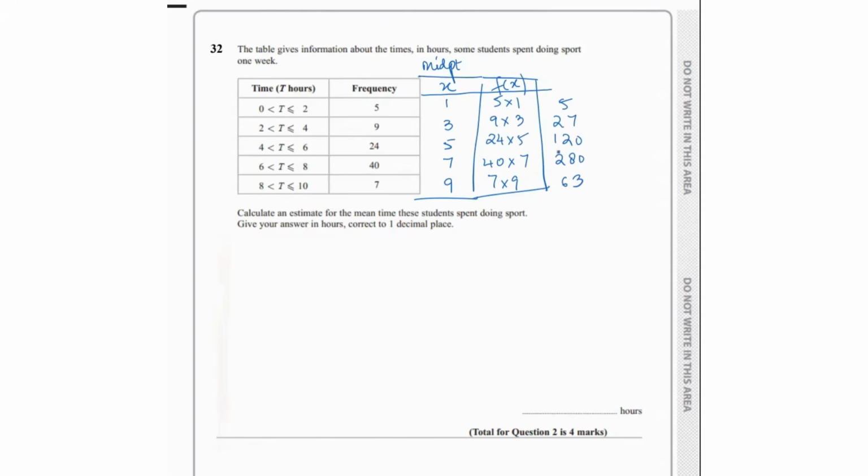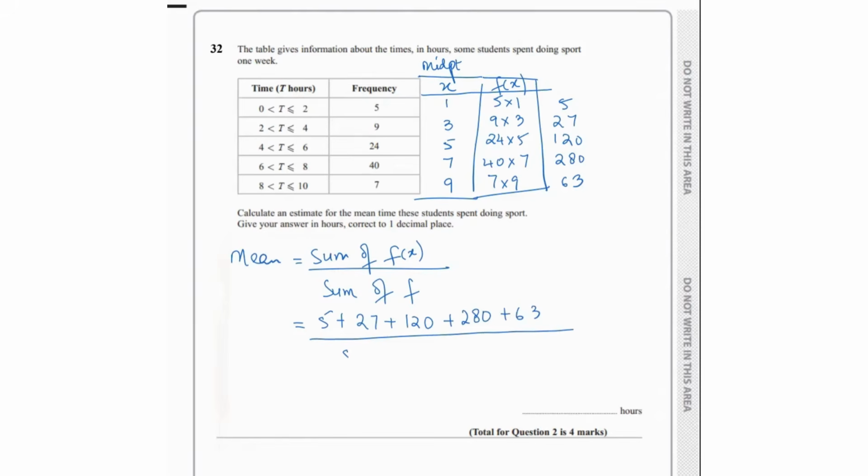Now we're going to add these values. So sum of fx divided by sum of f. So sum of f times x divided by sum of the frequency. So that's 5 plus 27 plus 120 plus 280 plus 63 divided by the total frequency. So that's 5 plus 9 plus 24 plus 40 plus 7.